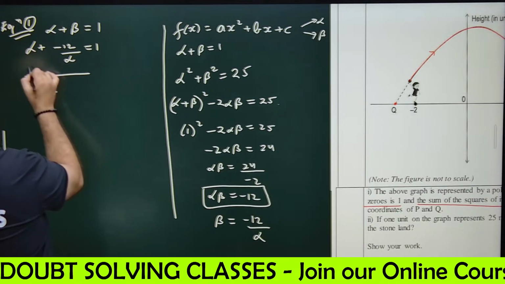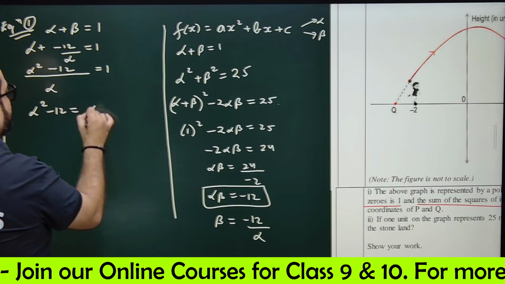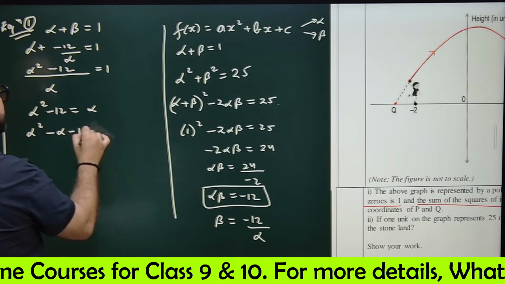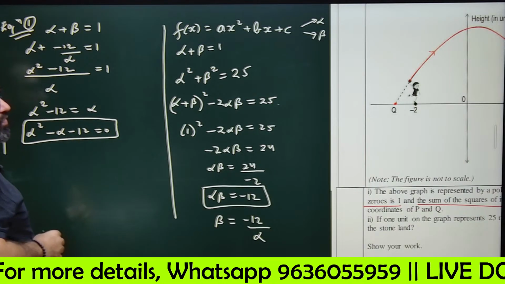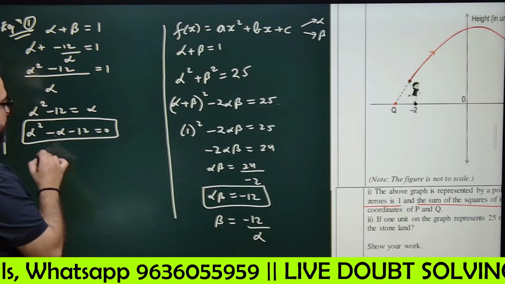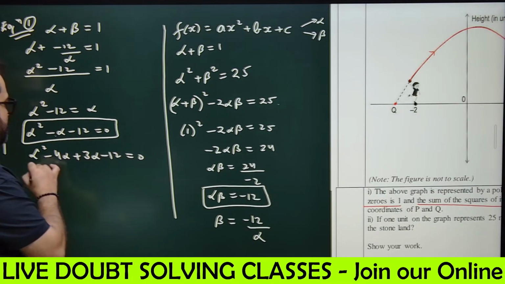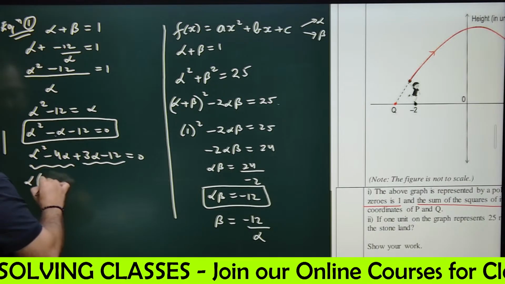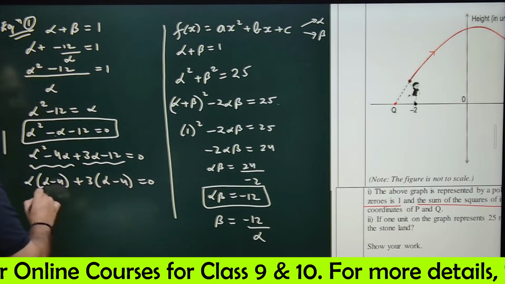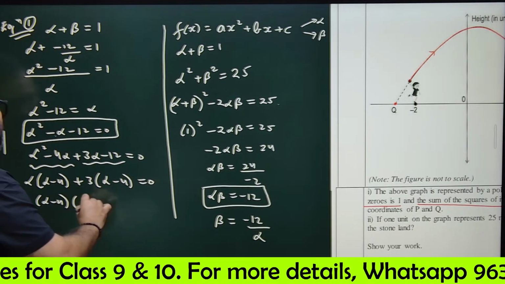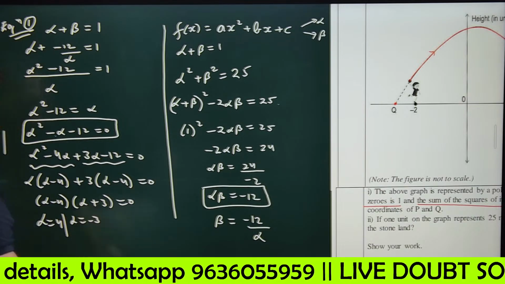The LCM is alpha. Alpha into alpha is alpha square plus minus 12 equals alpha. So alpha square minus alpha minus 12 equals 0. Factorize it using middle term splitting, so minus 4 and plus 3: alpha square minus 4 alpha plus 3 alpha minus 12 equals 0. Take out common: alpha into alpha minus 4 plus 3 into alpha minus 4 equals 0. Take out common alpha minus 4, this is alpha plus 3 equals 0. Then alpha equals 4 or alpha equals minus 3.